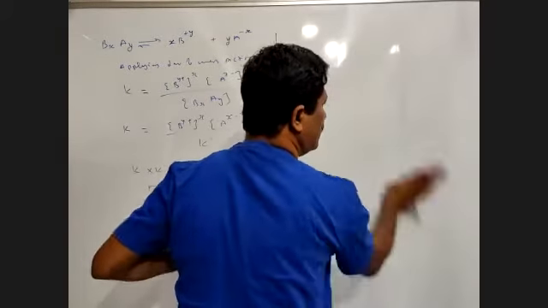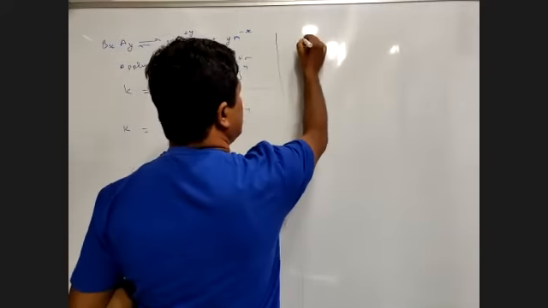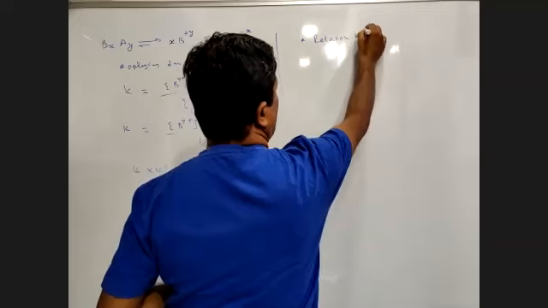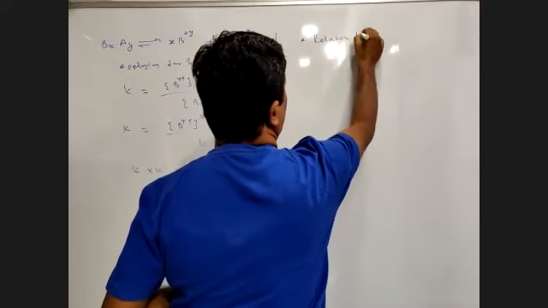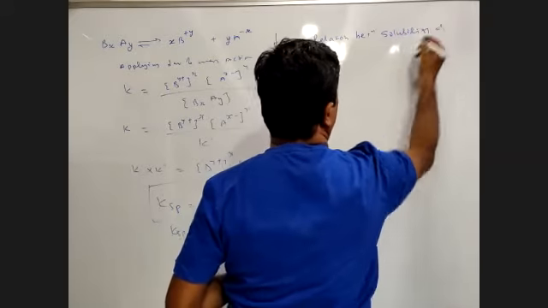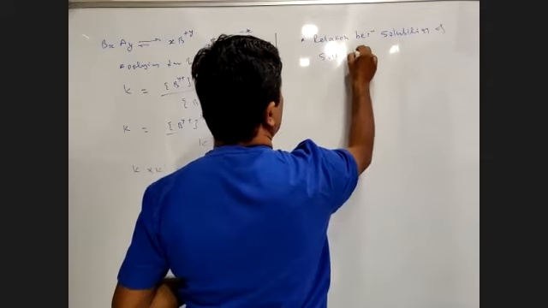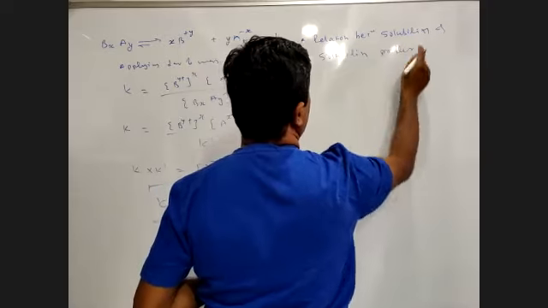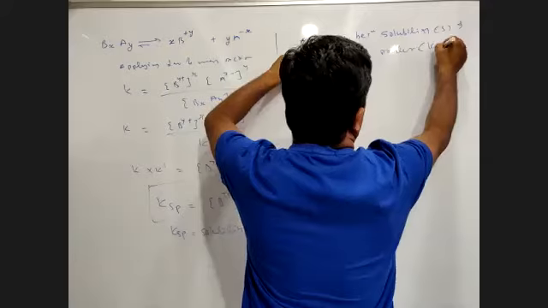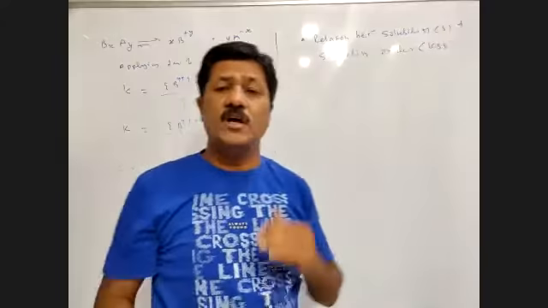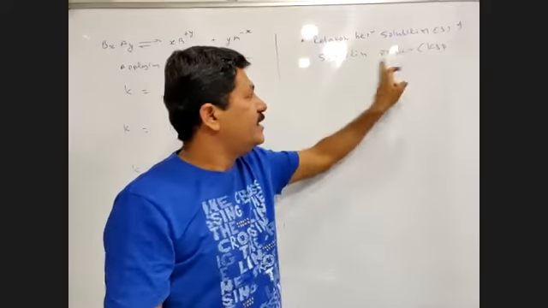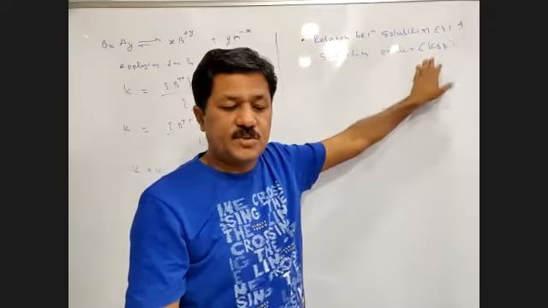So let's move. The relation between solubility and solubility product. Okay, solubility is given by S and solubility product is given by KSP. So we have to actually find out the relation between KSP and S.